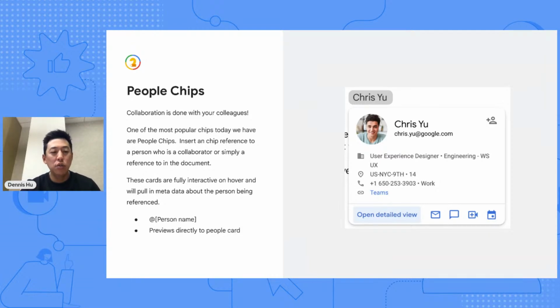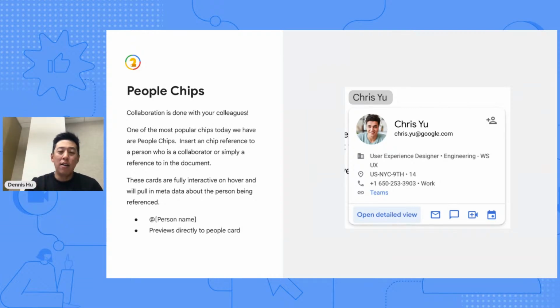So again, think of these use cases now of maybe the meetings that you're in. And there's 10 people in the meeting and you don't know who everybody is. Well, now in that meeting notes template that I showed you, we take advantage of these people chips and we'll show you all the people that are in it. You can hover directly over maybe somebody like Chris and immediately see, oh, this is the user experience designer that I've been meaning to get to set up a meeting with.